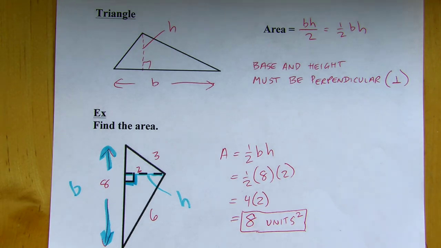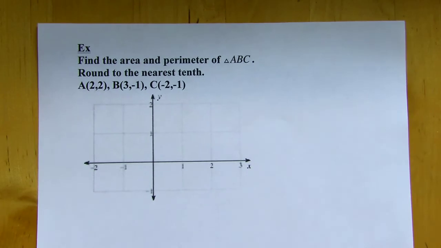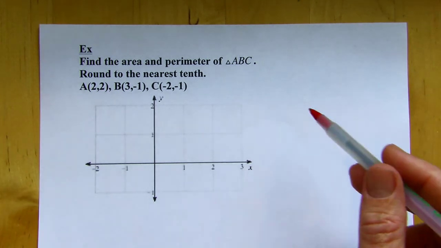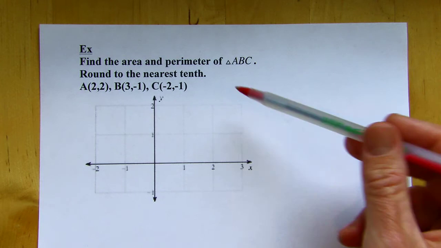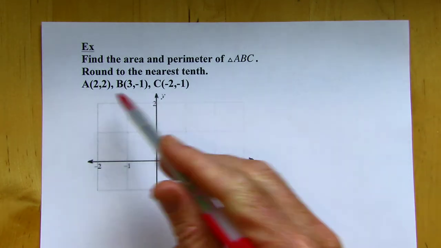So one more problem. We're going to find the area and perimeter of a triangle on a coordinate plane. So hey, there's a coordinate plane, okay? So find the area and perimeter of triangle ABC, and we're going to round answers to the nearest tenth if necessary. Okay, so let's plot these points.